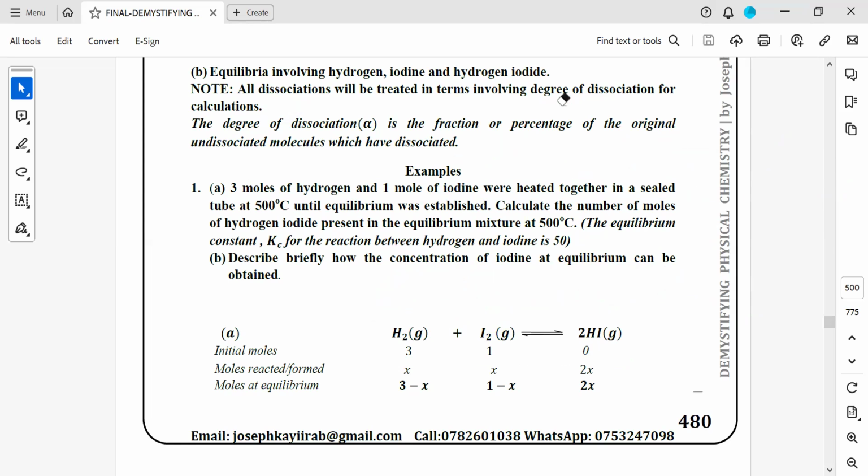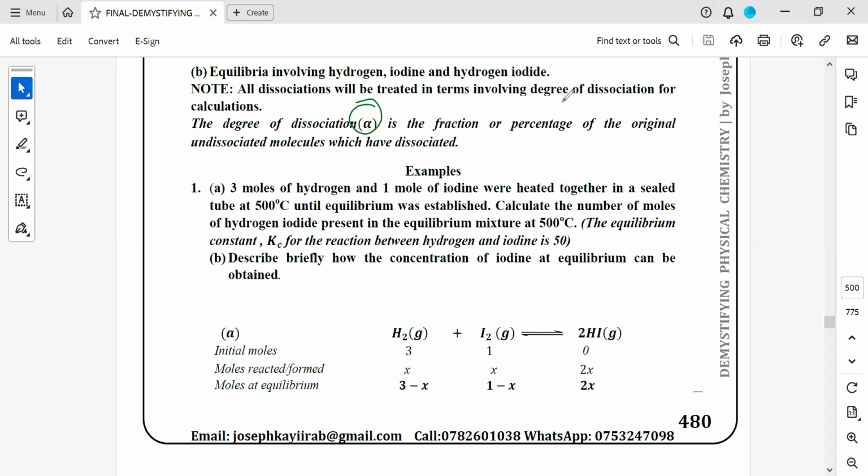So at this point, we had this question. I don't know if people had copied it and tried it out, because I had requested people to copy it down and try it out. The degree of dissociation, which we represent as alpha, is the fraction or percentage of the original undissociated molecules which have dissociated. So it's basically the degree of the original molecules which dissociate as dissociation happens. So we have an example here.